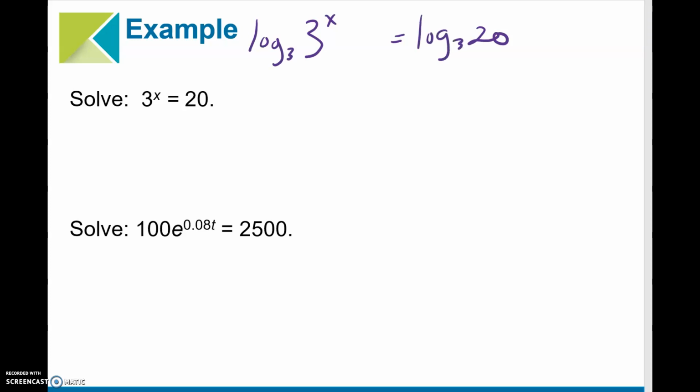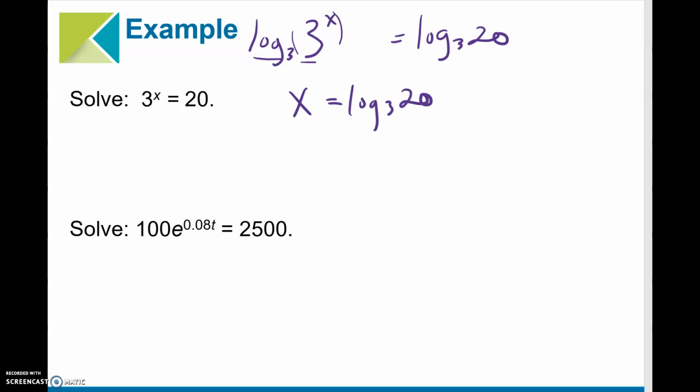Why did I choose base 3? Because I know from my properties the log base 3 of 3 to the x is x. Right? And that's it. That's the algebra step I'm using to solve an exponential equation. Let me repeat that. The algebra I'm using to solve an exponential equation is to take the log of both sides, because that kills the exponential piece. In this case, they cancel out. It leaves me with x, which is the goal. And there's my answer.